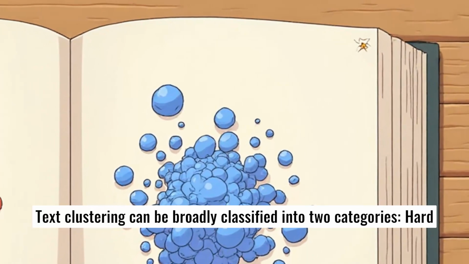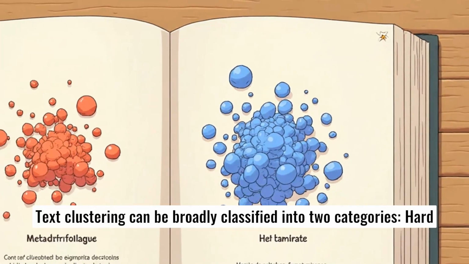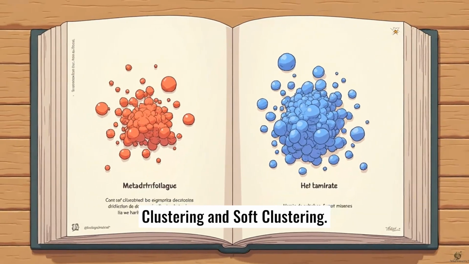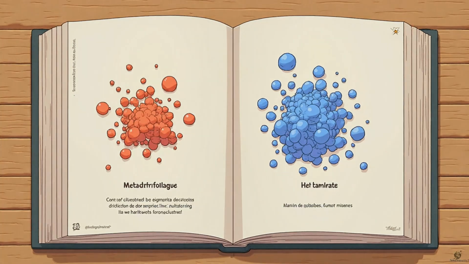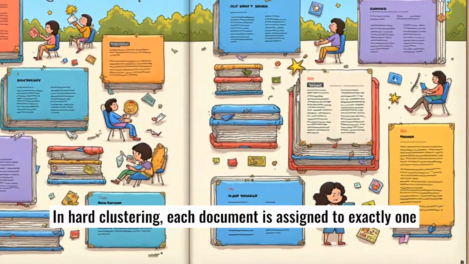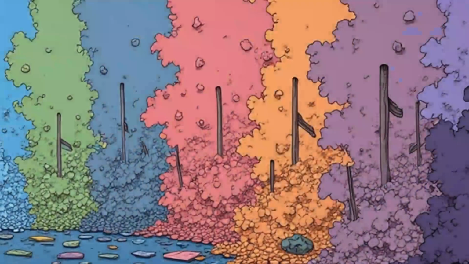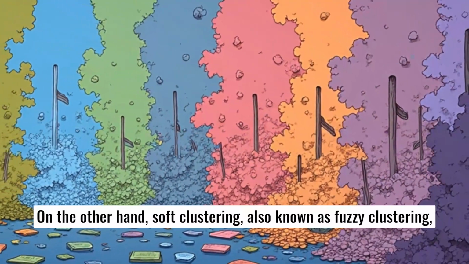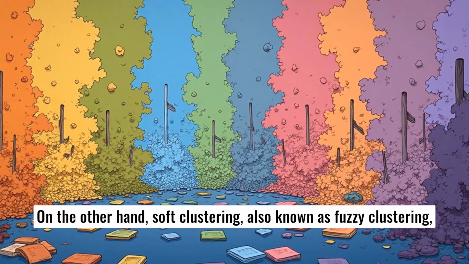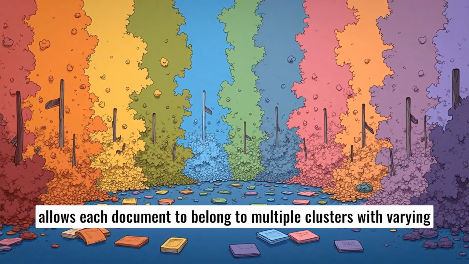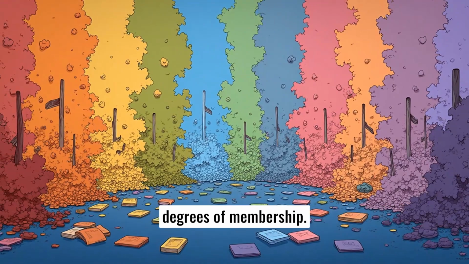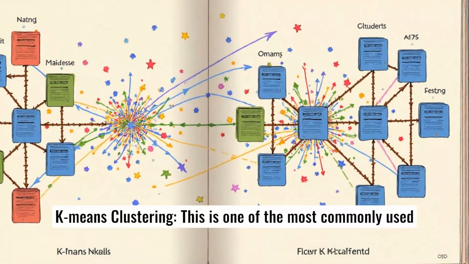Text clustering can be broadly classified into two categories: hard clustering and soft clustering. In hard clustering, each document is assigned to exactly one cluster. On the other hand, soft clustering, also known as fuzzy clustering, allows each document to belong to multiple clusters with varying degrees of membership.